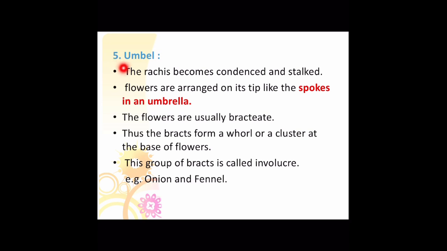Number 5 umbel. The rachis becomes condensed and stalked. Flowers are arranged on its tip like the spokes in an umbrella. The flowers are usually bracteate. Thus the bracts form a whorl or a cluster at the base of flower. This group of bracts is called involucre. Example onion and fennel.